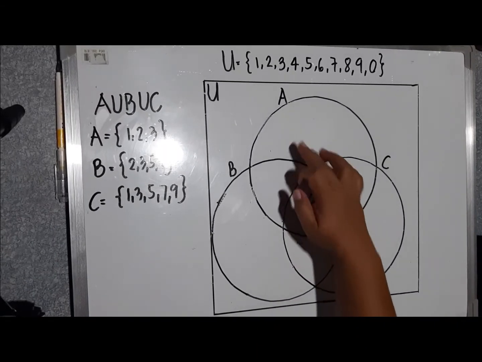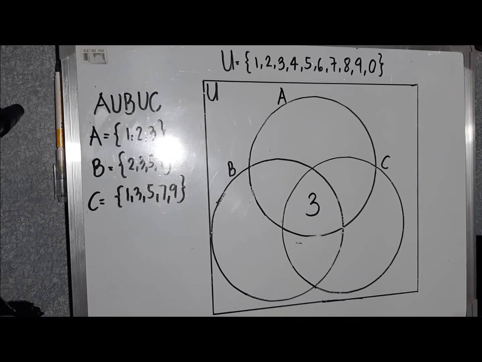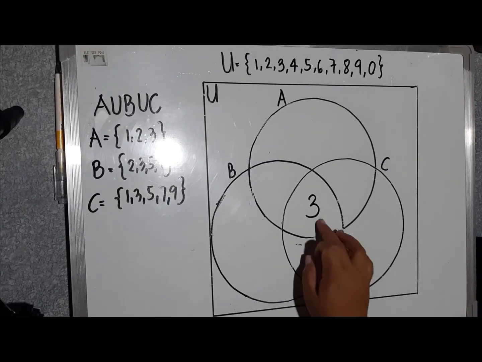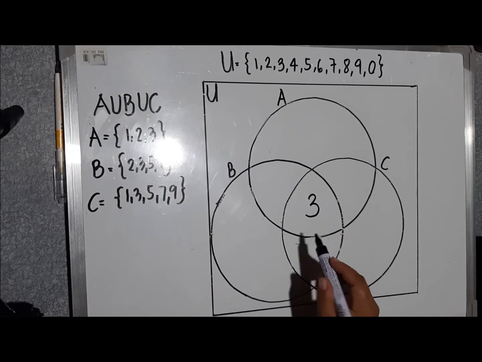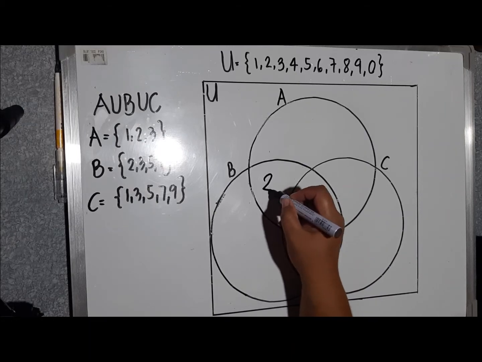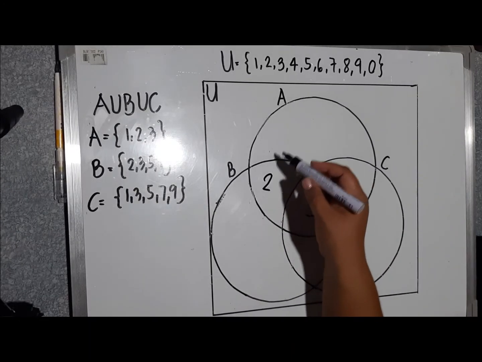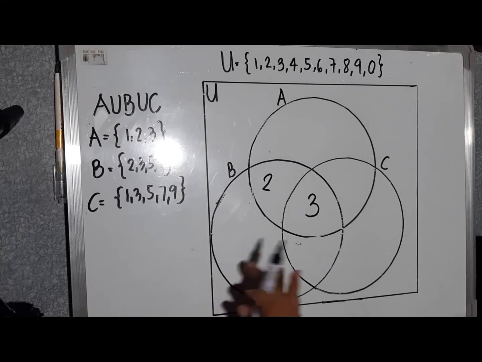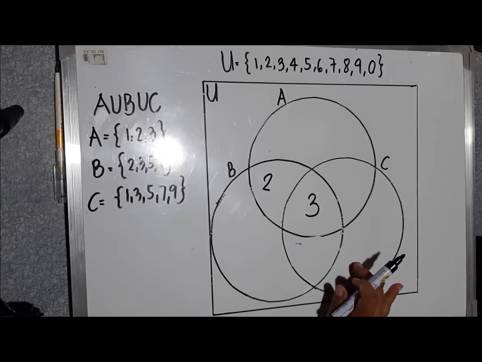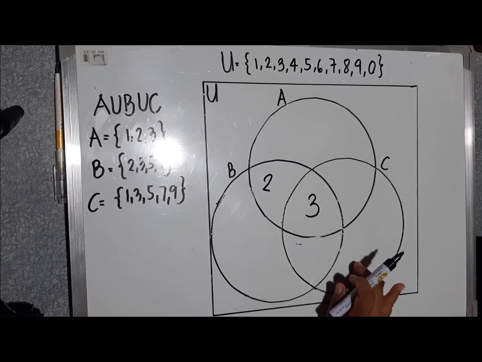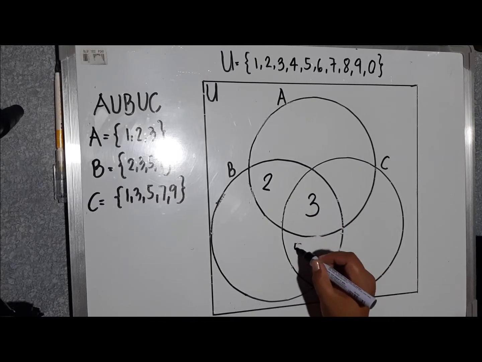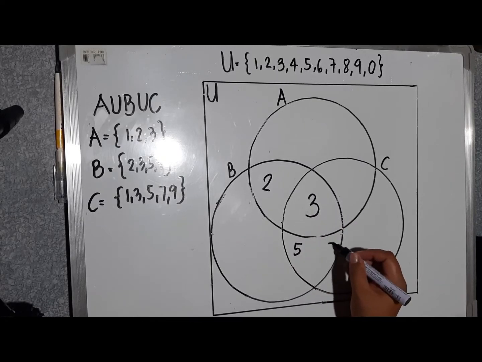And then, the common of A and B, we have 2 and 3. Since 3 is already written in that portion, 2 is the only one left to write there. Okay? That is the common of A and B. How about B and C? So, B and C has common of 3, 5, and 7. Since 3 is already written, you write here 5 and 7.